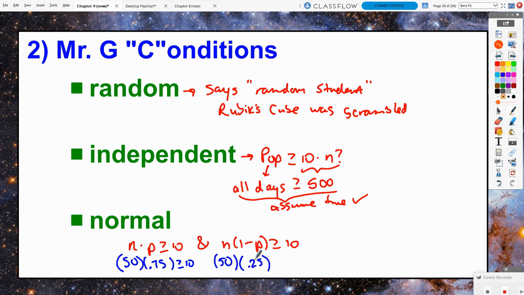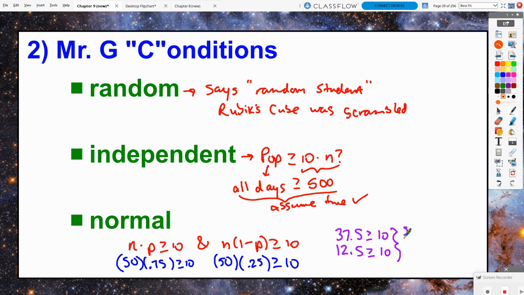And how many failures would we expect to see out of those 50 days? So 50 times 75%, it doesn't come out to be an awesome whole number, but we get 37.5, which is greater than or equal to 10. And then how many failures would be the leftover of the 50 days, which in this case is 12.5. So again, both of those are greater than or equal to 10.